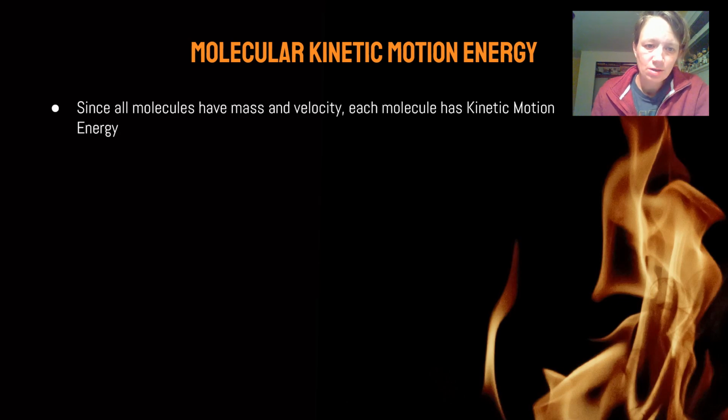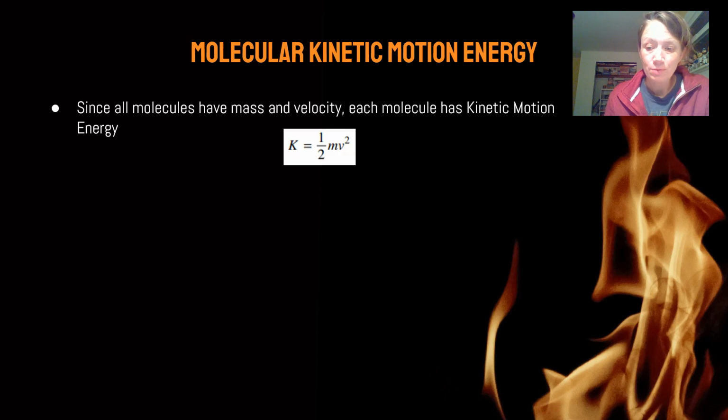So since all molecules have mass and velocity, all molecules are going to have kinetic motion energy. You may have learned about kinetic motion energy, or just kinetic energy, in a prior physics class. The idea is that any object that has mass and velocity carries with it this kind of energy. And you probably learned about that for macro objects, big things like balls and rocks and things that were falling. But it's also true for tiny microscopic atomic level things and molecular level things. And actually the same equation holds true.